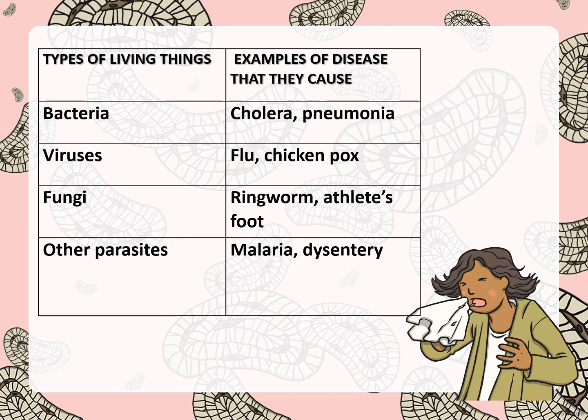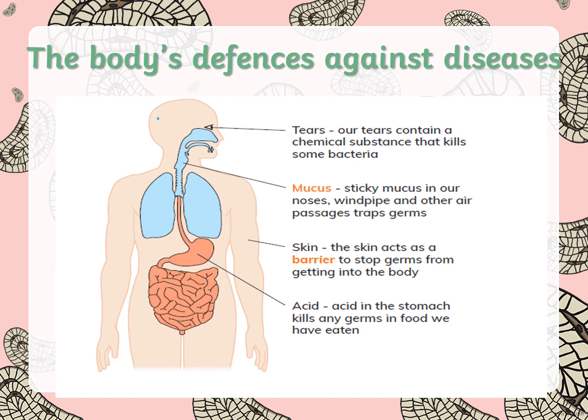Okay. So let's talk about the parts in our body that defend against these diseases. The first one, the tears. Our tears contain chemicals that kill some bacteria. Mucus in our nose, the windpipe and the other air passages traps germs.